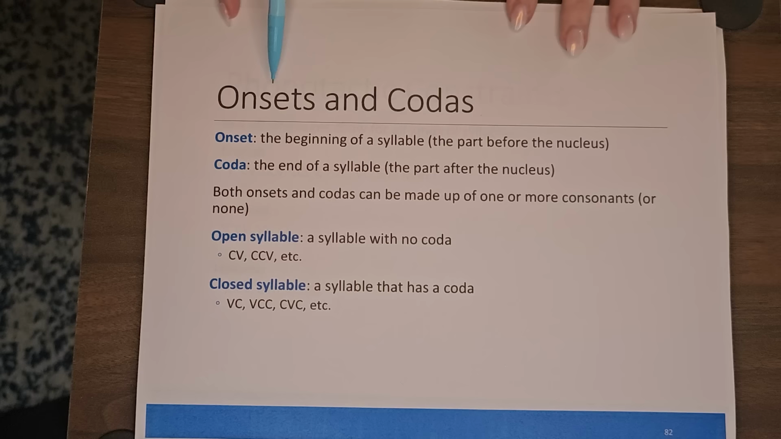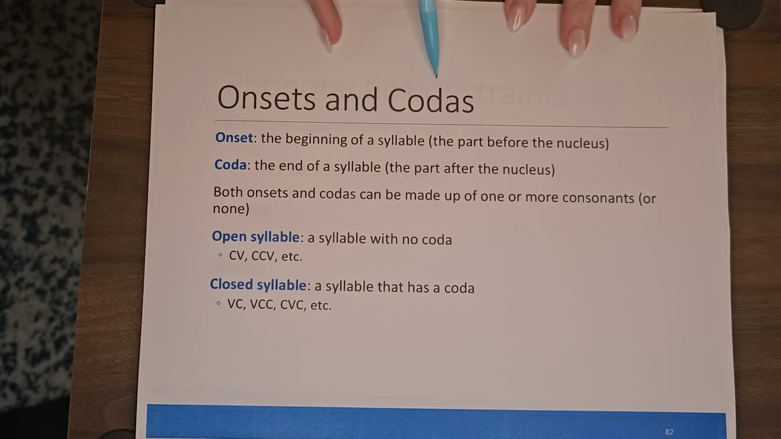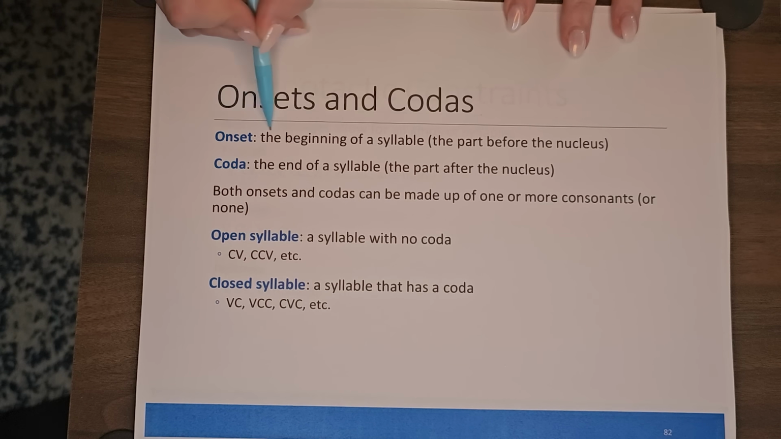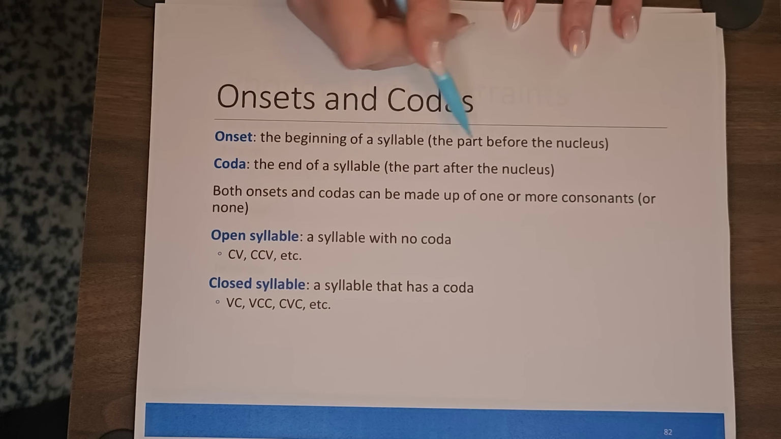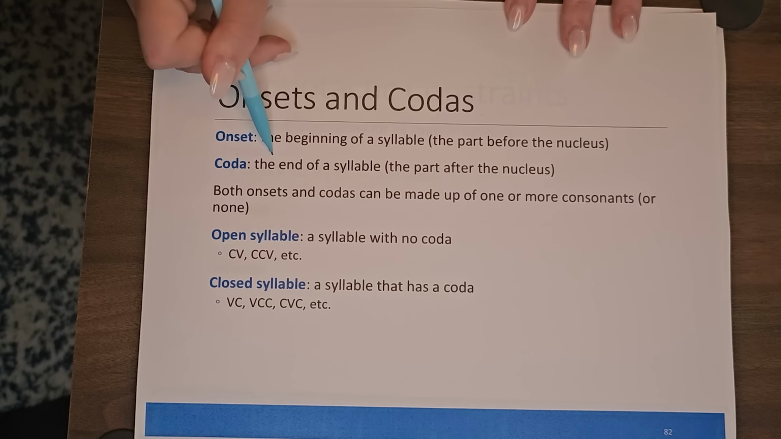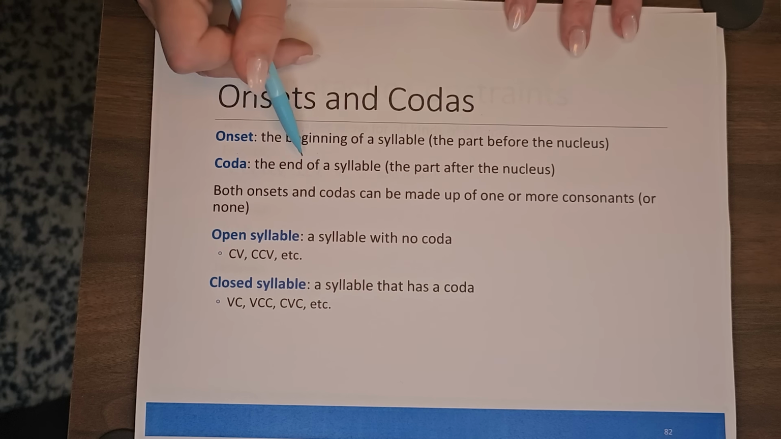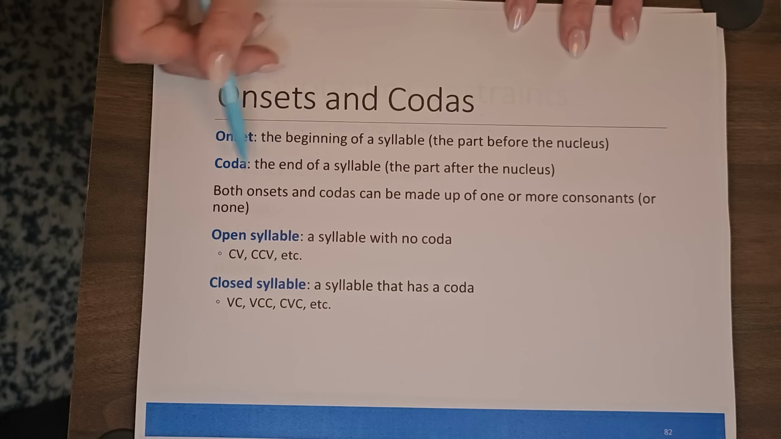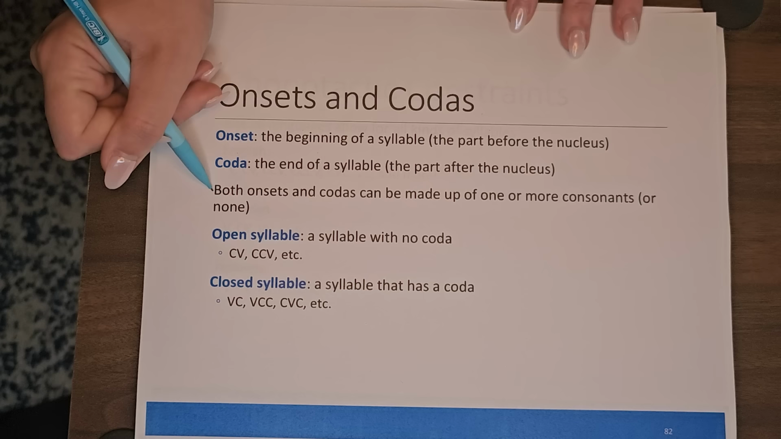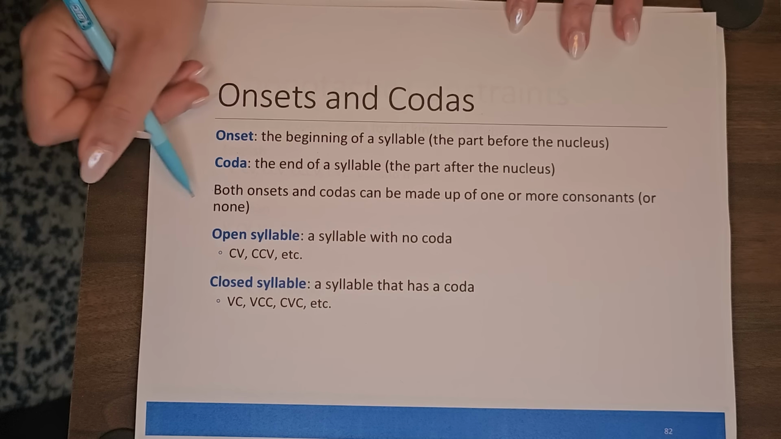The onset and the coda surround the nucleus. So the onset is the beginning of a syllable, which comes before a nucleus, and the coda is the sound after the nucleus that is part of the rhyme. Both onsets and codas can be made up of one or more consonants, particularly in English.